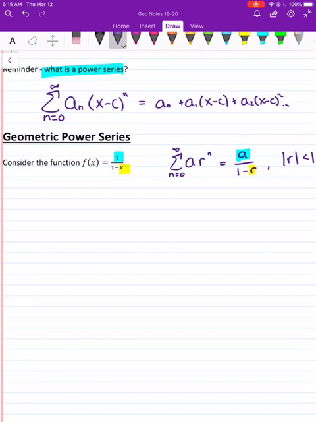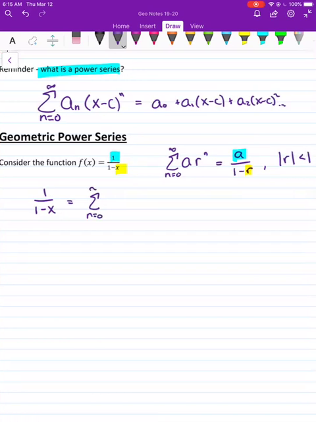So when I put this into a series format, I get that 1 over 1 minus x is going to be the sum from n equals 0 to infinity of 1 times x to the n, which is the same thing as 1 plus x plus x squared plus x cubed plus dot dot dot, where the absolute value of x is less than 1. If I want to think about my center for this, I just have x to the n. So that means my center is 0.